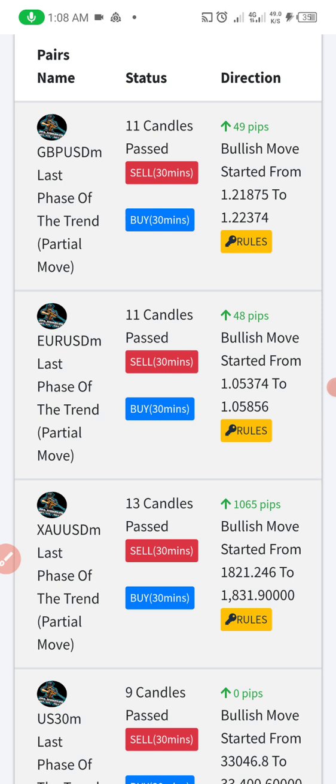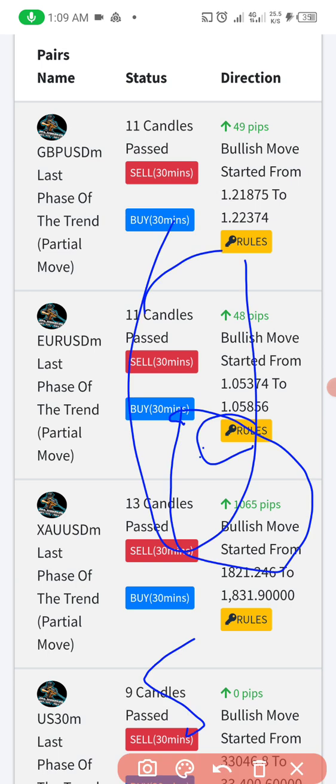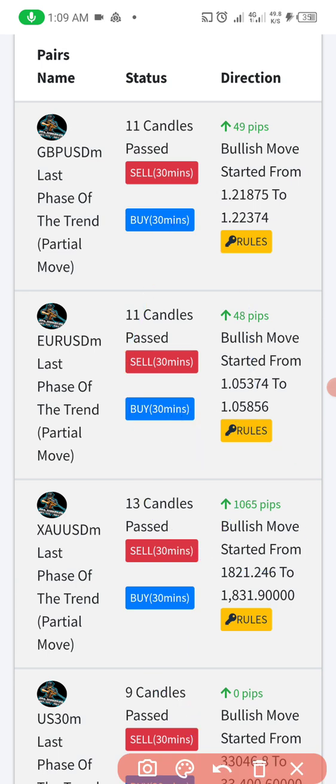In our 4 hours, we saw it on first phase bullish move. First wait for bullish move, but on our 30-minute sniper entry, it's telling us what? Last phase. Like I told you, we don't have any business to do with last phase. It's telling us partial move, last phase.